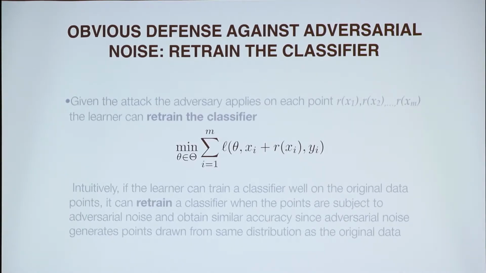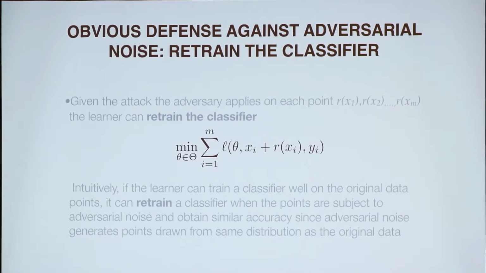And why? Intuitively, this works well because we know that the adversarial noise perturbs the point to a place where the point appears to be from the same distribution. So retraining the classifier when the points are perturbed is still going to give us a good classification, because we believe that these neural networks know how to generalize well. So that's an idea for why this works well.